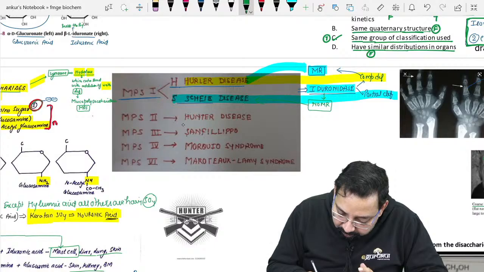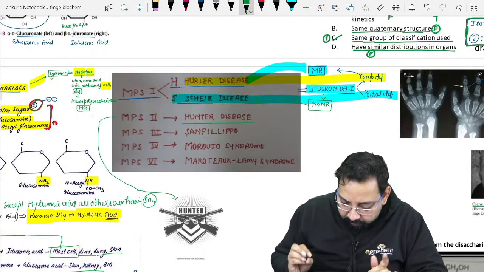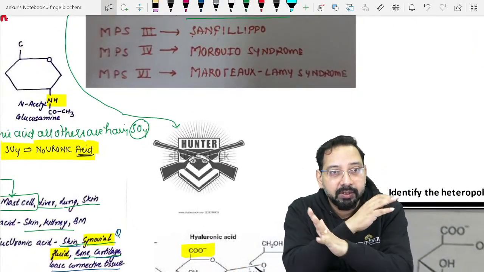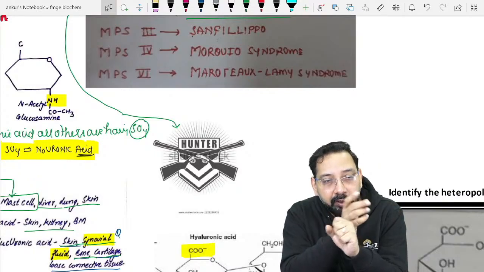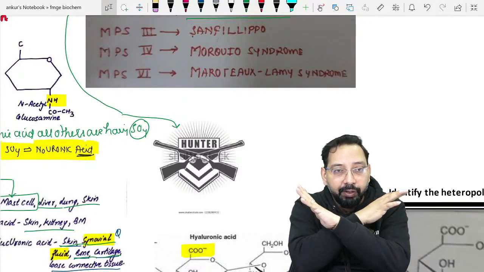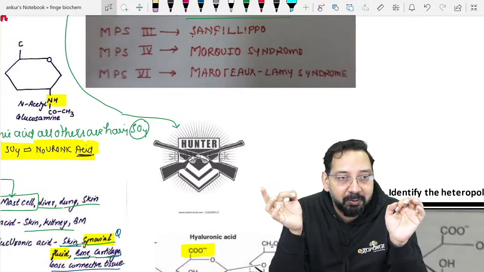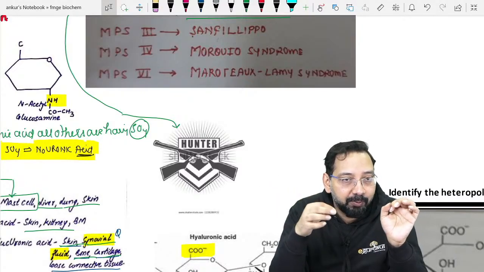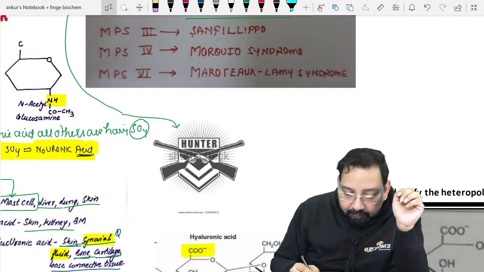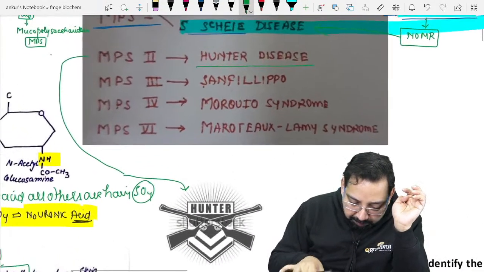Type 2 is Hunter's disease. For type 2 you will remember this Hunter diagram. You must have seen many Hindi movies. In Hindi movies there is a villain, and a bungalow. In the bungalow there are two guns and the face of a lion. That is the typical hunter in Hindi movies, or Bollywood, Tollywood movies. Hunter means lion and two guns. Two guns means MPS type 2.